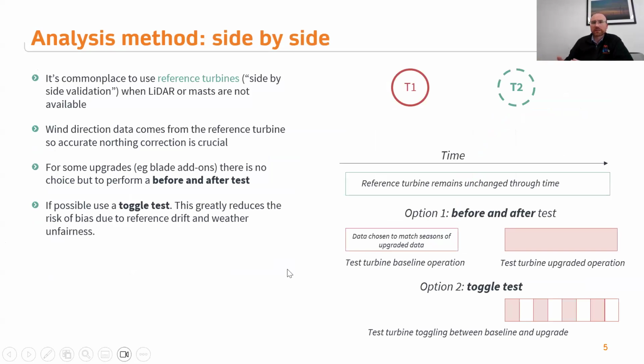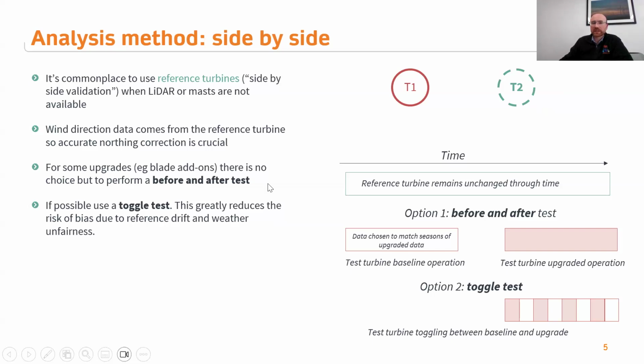So a little bit more about side-by-side turbine assessment. I think a lot of this will be familiar to people on the call, but I'll go through it anyways. It's quite commonplace to use reference turbines. In this example, T2 is a reference turbine, which is not upgraded, to assess the uplift of an upgraded turbine, which is T1 in this picture. The wind direction as well as wind speed data can be coming from the reference wind turbine. So accurate northing of the turbine's direction data is crucial in the wind-up tool.